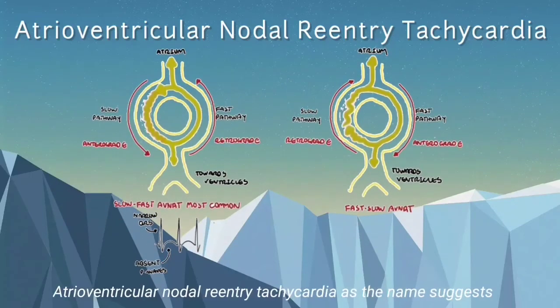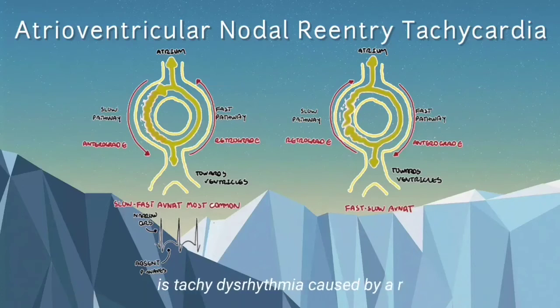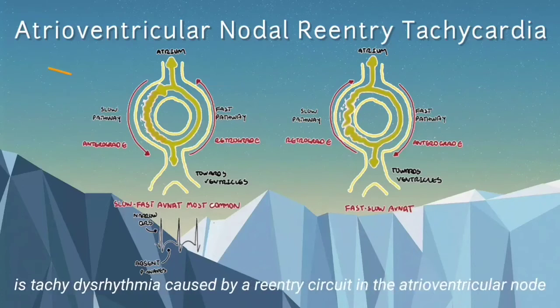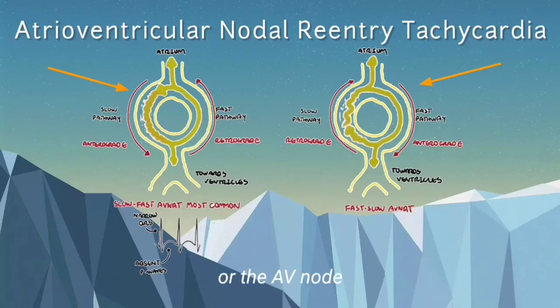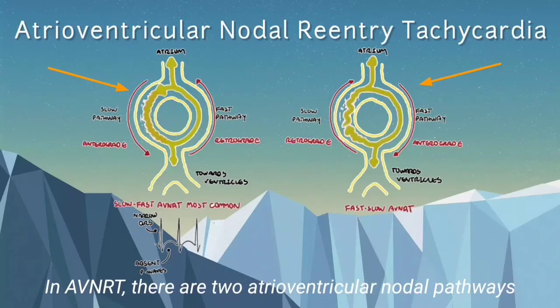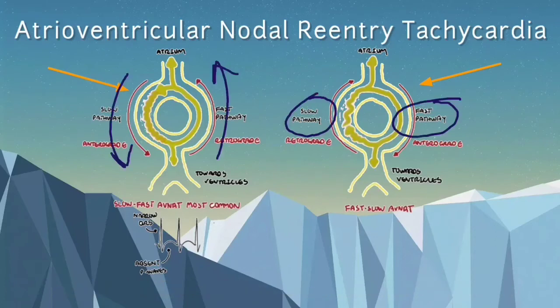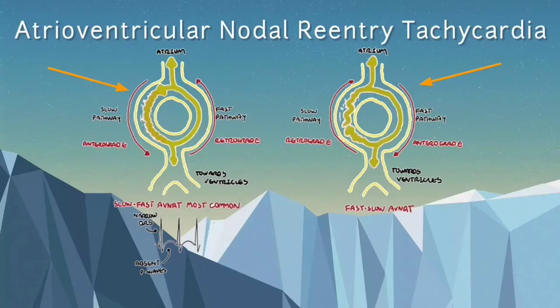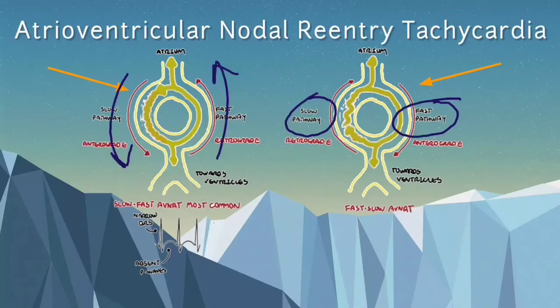Atrioventricular nodal reentry tachycardia, as the name suggests, is tachydysrhythmia caused by a reentry circuit in the atrioventricular node, or the AV node. In AVNRT, there are two atrioventricular nodal pathways. Patients or clients can have two atrioventricular nodal pathways and be fine. However, some people have a slow and fast-conducting atrioventricular nodal pathway.